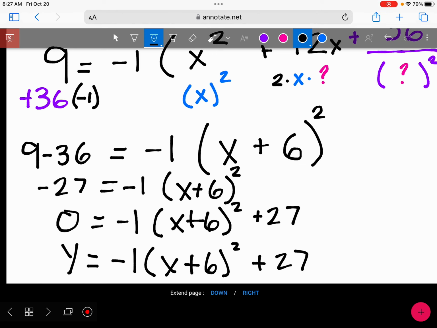I have my A, H, and K. So I could find my vertex. I could find my transformations. How this has been reflected across the x-axis. Shifted 6 left, 27 up. Those guys that we did right before fall break.